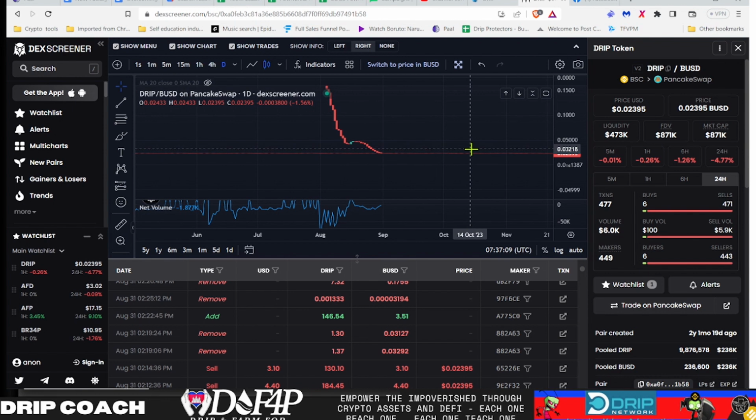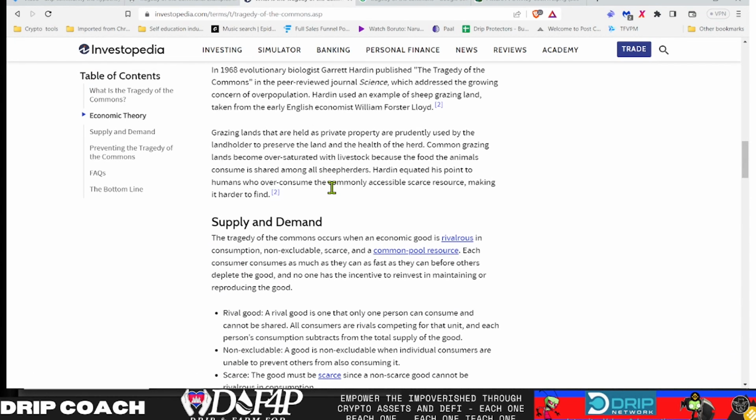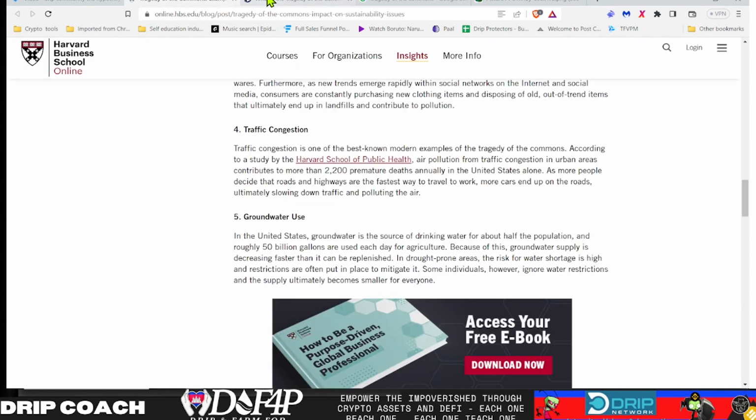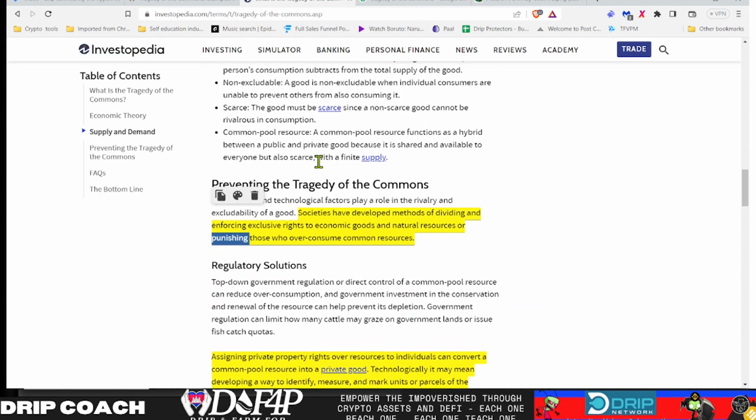So what I'm getting at is that some of these solutions that were implemented in this Harvard Business School article, as well as here in Investopedia, are things that we should be trying to look at. Now, as I mentioned before, we can't rely on Forex to change anything. That's not going to happen.